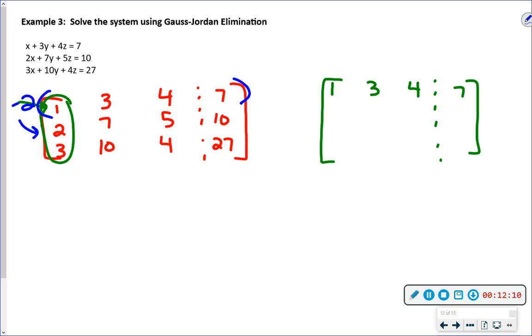So -2 times 1, -2 plus 2. I need longer arms. -2 times 3, -6 plus 7. -2 times 4, -8 plus 5. -2 times 7, -14 plus 10. Got it.